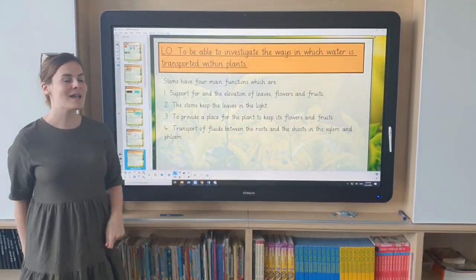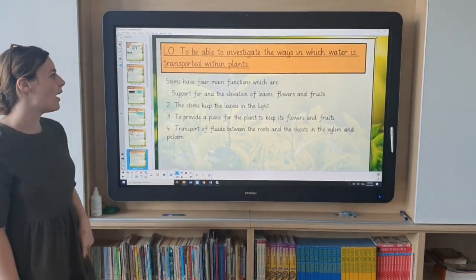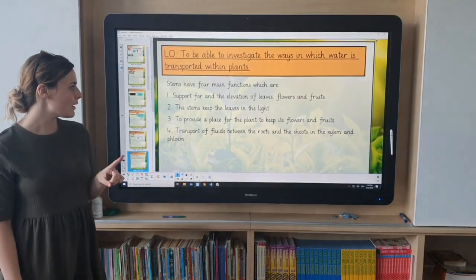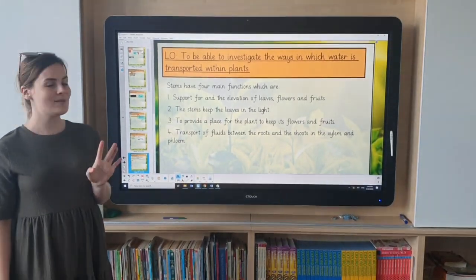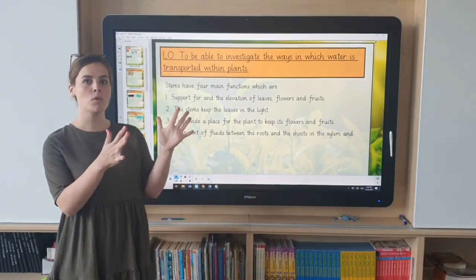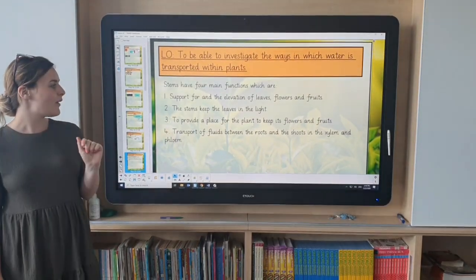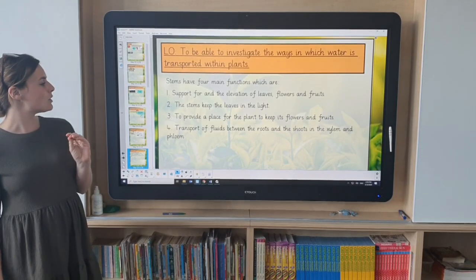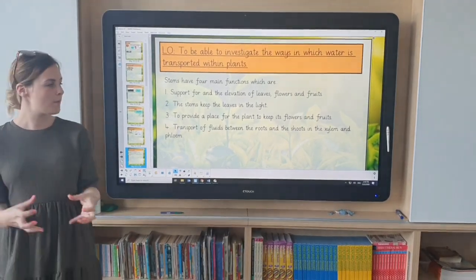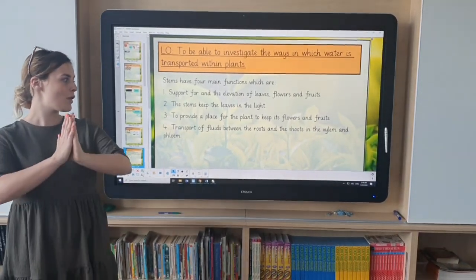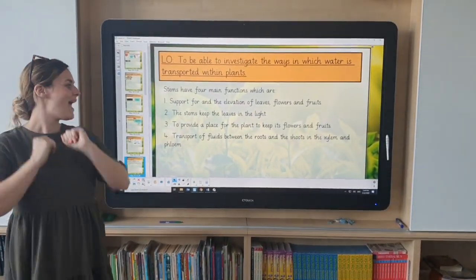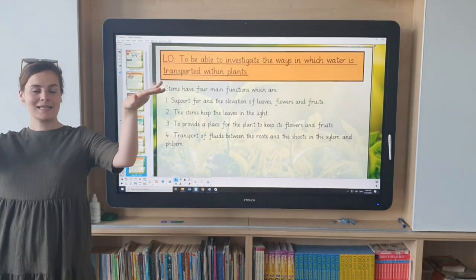So the stem has four main functions, which are to support and elevate the leaves, flower and fruit. It keeps the leaves in the light, so sometimes the plant might move towards the light. They provide a place for the plant to keep its flowers and its fruit. And it also transports the fluids from the roots and shoots them through the xylem and phloem. And then that transports it into the leaves and the flower.